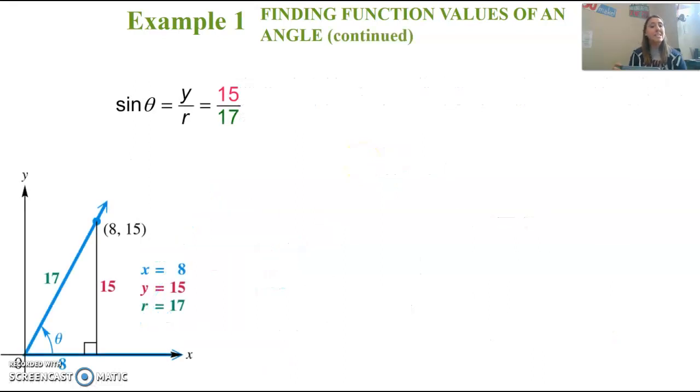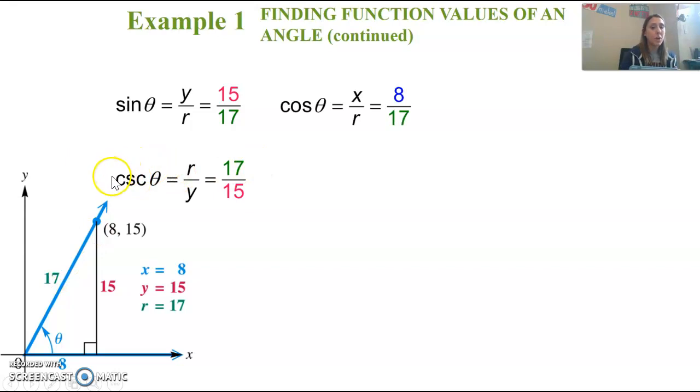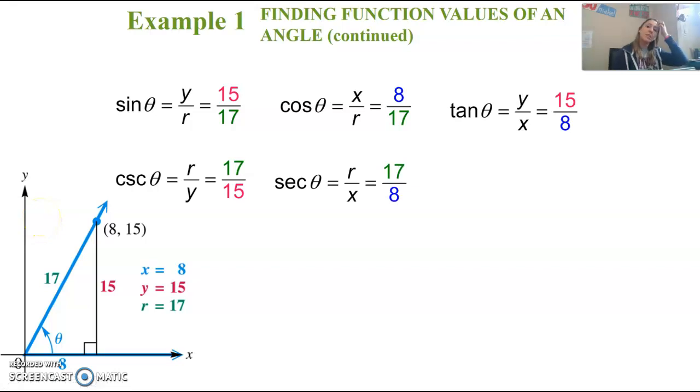And we end up with sine is opposite over hypotenuse, where the opposite side is 15 and the hypotenuse is 17. Then our cosecant is going to be the reciprocal. Then we have cosine, which is going to be the adjacent over the hypotenuse. And then we have our secant, which is the reciprocal. Then our tangent is the opposite over adjacent.